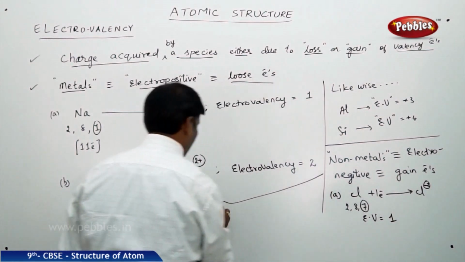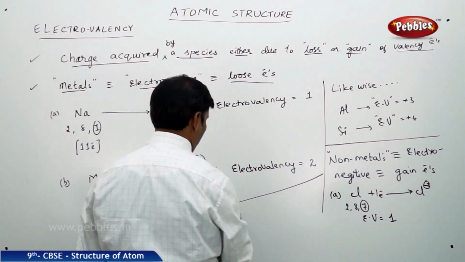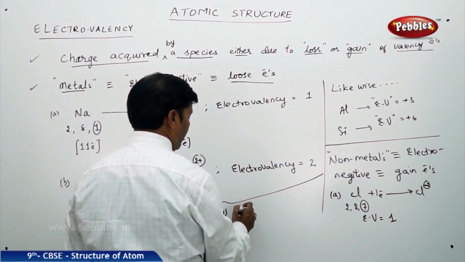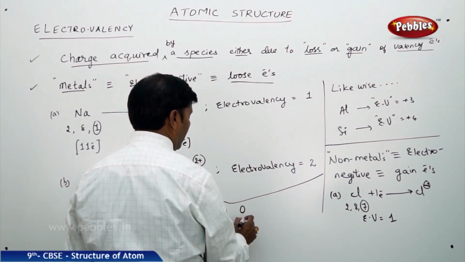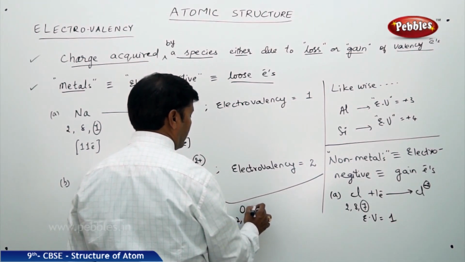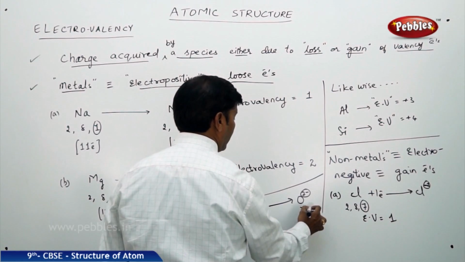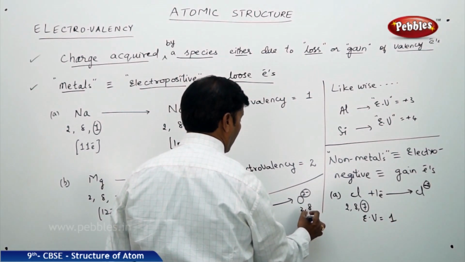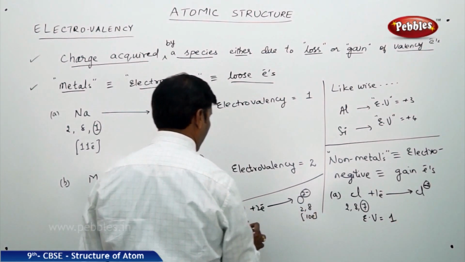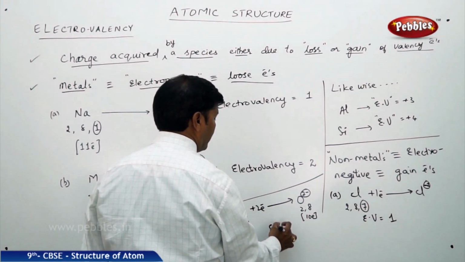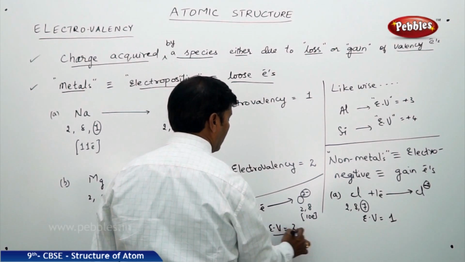Likewise, take oxygen. Oxygen has 2, 6 electrons, so it gains 2 electrons and forms O2 minus. Now it has 8 electrons gained to make a total of 10 electrons. So the electrovalency of oxygen is 2.